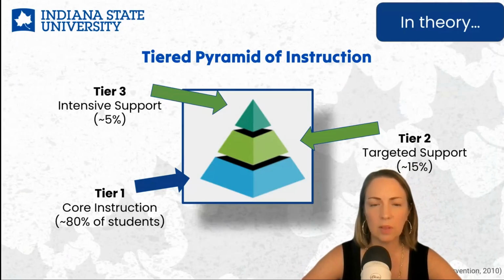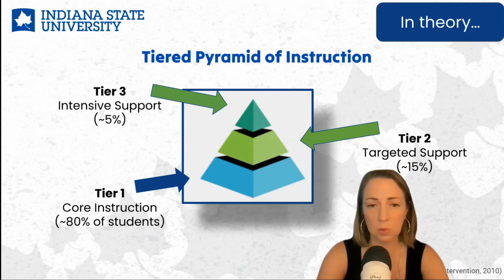You may be familiar with this tiered pyramid of instruction. So this model is really important because as school leaders, we make a lot of our decisions based on this model. It shows us the tiered levels of instruction. So tier 1, our core instruction or our first time instruction, 80% of our students should be ready to receive core or tier 1 instruction.